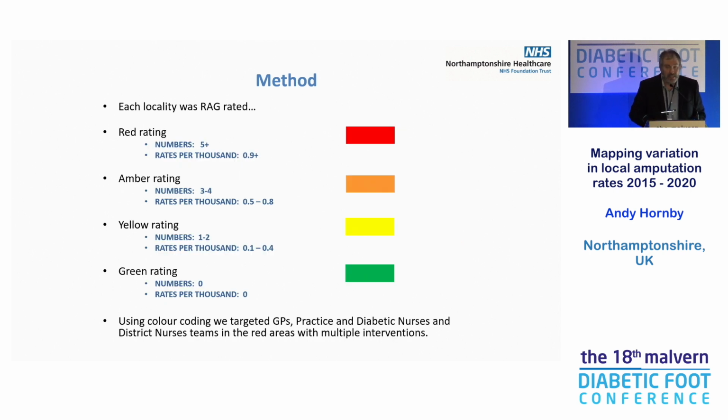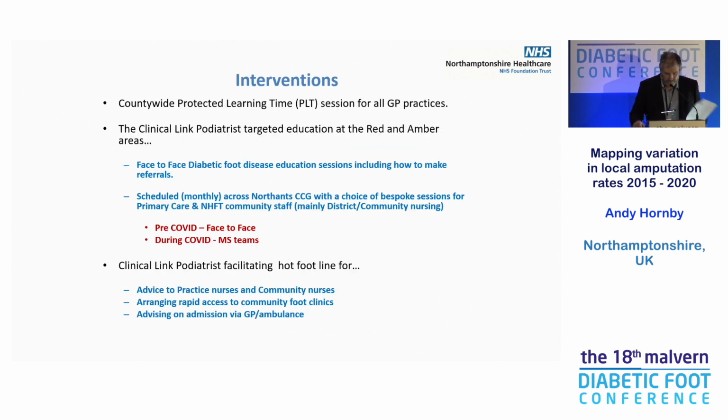From this data, each locality was RAG rated, with red, amber, yellow and green being allocated equal intervals, and a red rating highlighting statistics over the national average for England and Wales. GPs, practice and district nursing teams were then directly targeted for contact and instigation of multiple interventions. This was initiated by a county-wide PLT session for GPs.